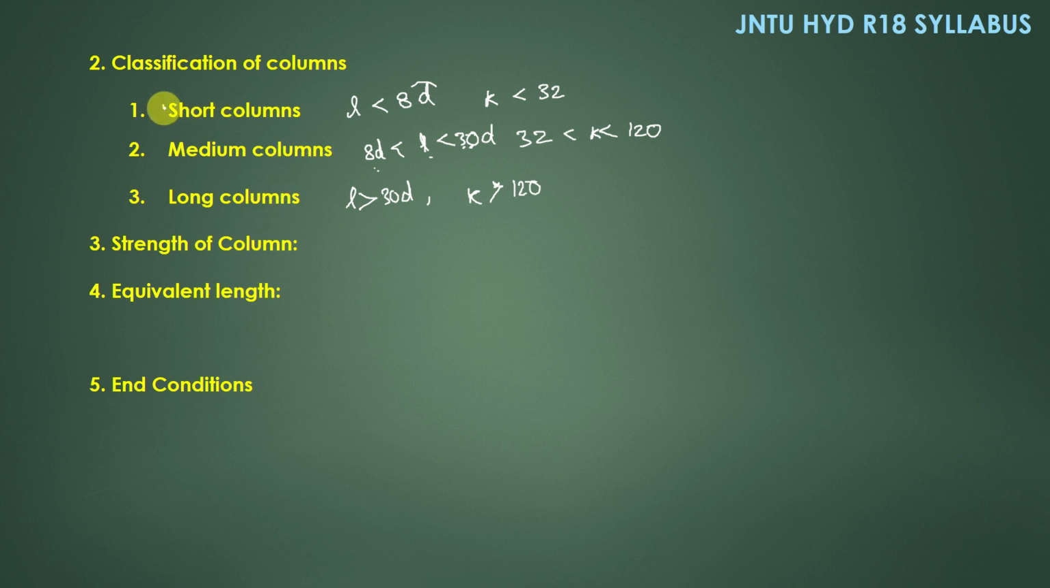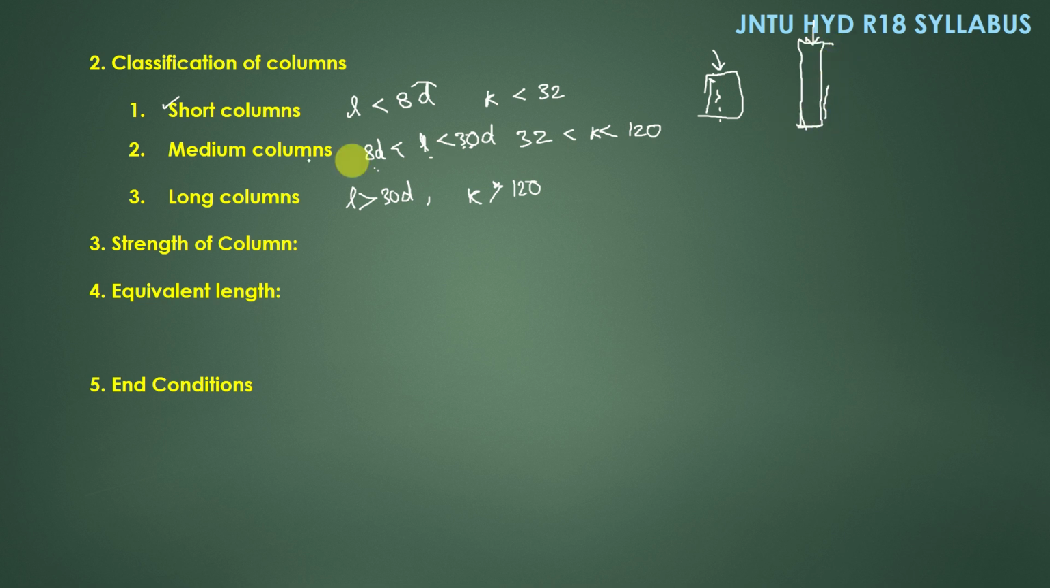And one more thing I have to say: if the column is very short, it will fail due to crushing only. It will not bend, it will not buckle. For medium columns, these two loads are very considerable. That is, compressive stresses, direct stresses, will be acting over there, and sometimes it may buckle.